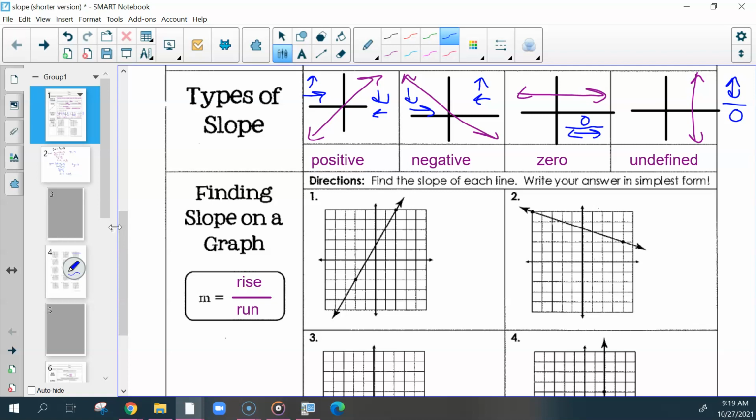In this box up to the side, write m equals rise over run. So we will always go up or down first, then left or right.